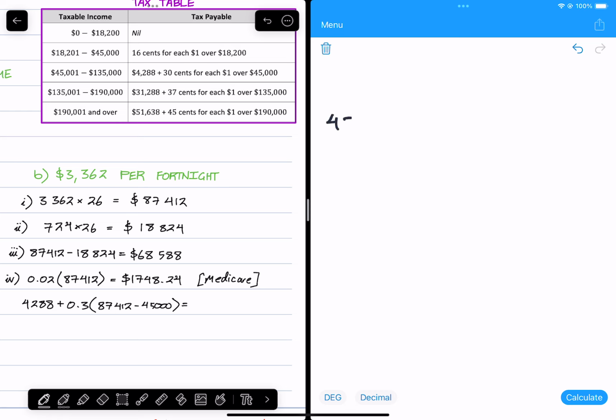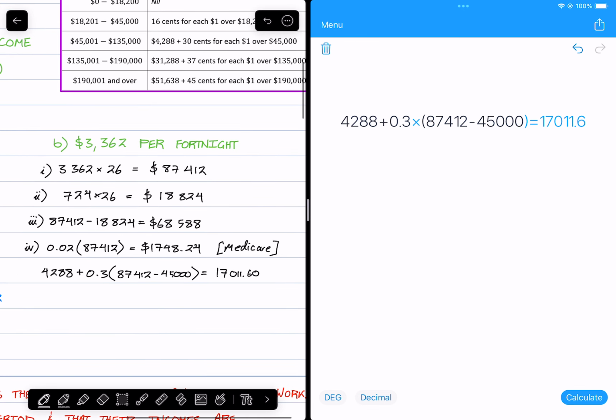So 4,288 plus 30 cents for every amount above. So 87,412 minus 45,000. So this person would have paid $17,011.60.